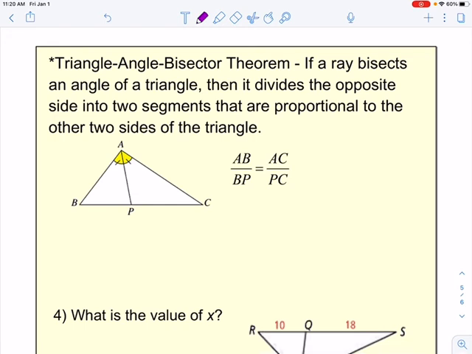Okay, we also have something called the triangle angle bisector theorem. What that says is that if a ray bisects an angle of a triangle, then it divides the opposite side into two segments that are proportional to the other two sides of the triangle. So again, in this triangle ABC, you can see that AP is my angle bisector. And again, what that means is AB over BP has to equal AC over PC.